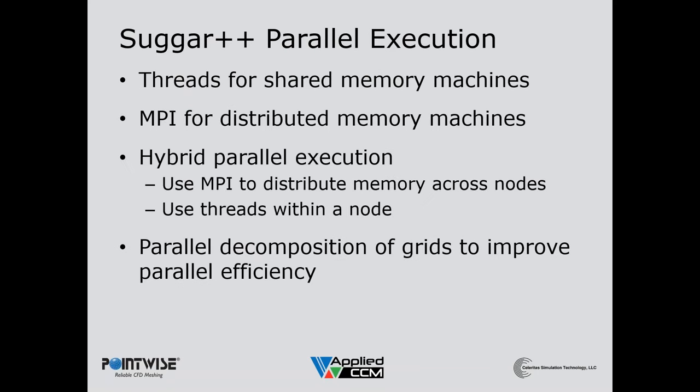Suggar++ has a parallel execution capability using threads for shared memory machines, MPI for distributed memory machines, and a hybrid capability where you can distribute across distributed memory nodes using MPI and use threads within each node. There's also an integrated decomposition capability to break the grids into smaller subgrids for improved parallel efficiency.